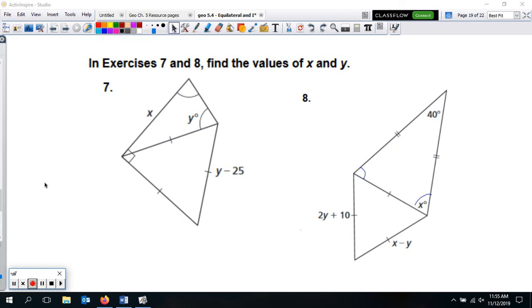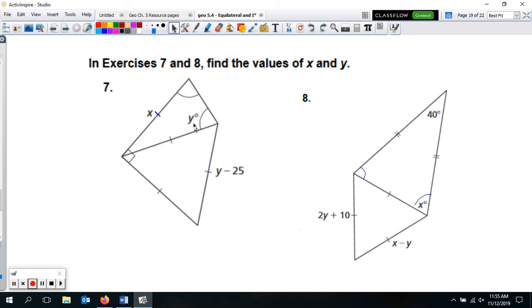Alright, so here to finish up the extra practice, numbers 7 and 8, we're looking to find the value of x and y. We have our diagrams here, and first of all you need to see what kind of triangles you have. We have an equilateral triangle right here on this side, and here the base angles are congruent, which tells you that you have an isosceles triangle up here. You can say that this side is congruent to this side here as well.